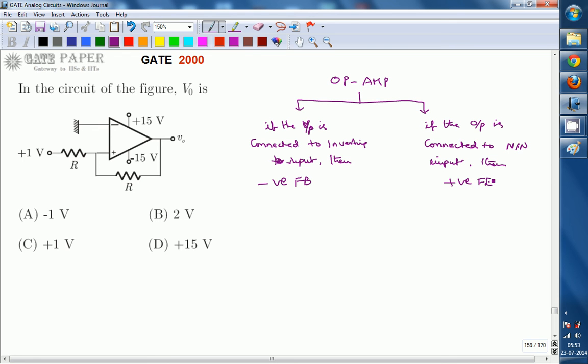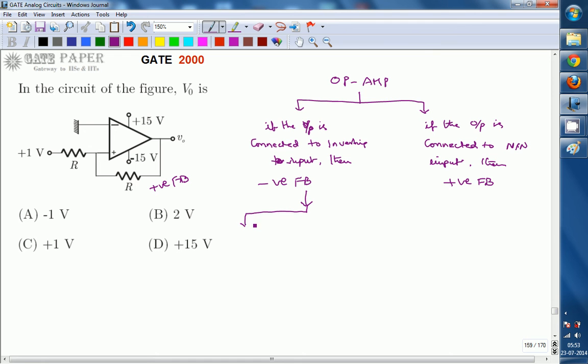There are two types of feedback that can exist in an op amp because there are two inputs: one is the inverting input, the other is the non-inverting input. For any given circuit, first you must check what type of feedback is employed. Here the given circuit employs positive feedback, but remember that only negative feedback is used for amplifiers.